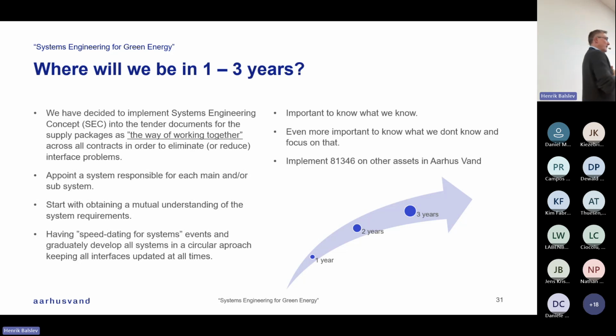Then we're going to have speed dating for systems. These are circular approaches where we are putting these system responsibles together and discussing how to make these systems function together. And it might be strange to say, but I think it's important to know what we know, but it's even more important to know what we don't know.